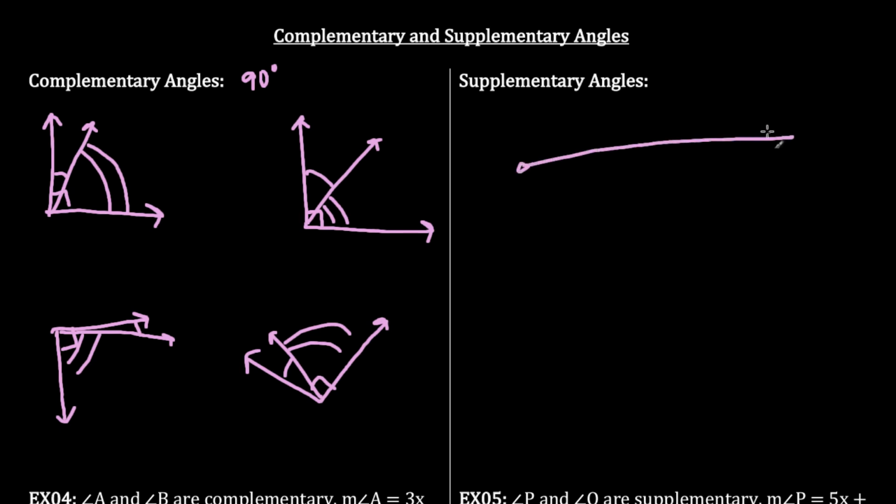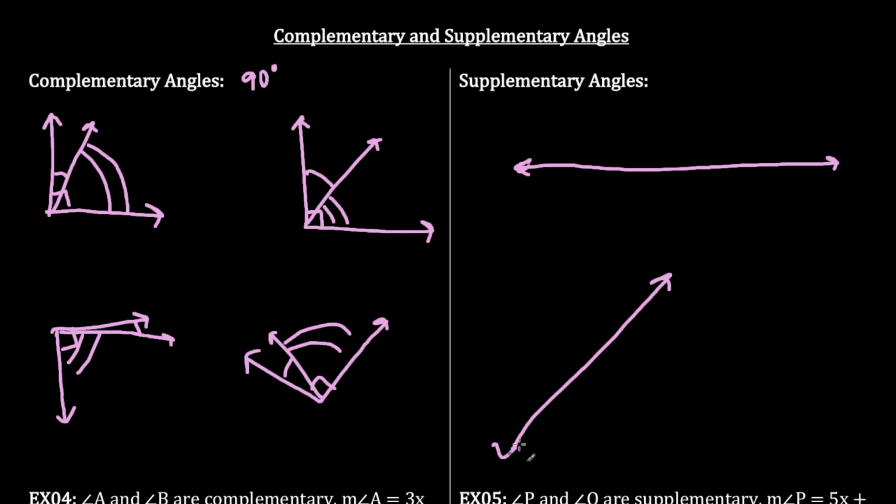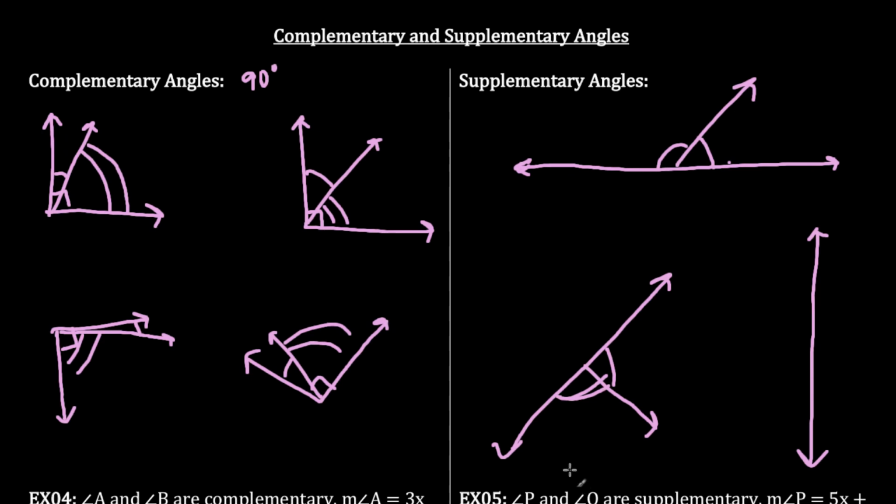Supplementary angles are two angles that create 180 degrees. I'll give you an example. This angle and this angle create 180 degrees. I can do it like this, angle and angle added to 180 degrees, a straight line. And I can do it like this too. This angle and this angle create 180 degrees.